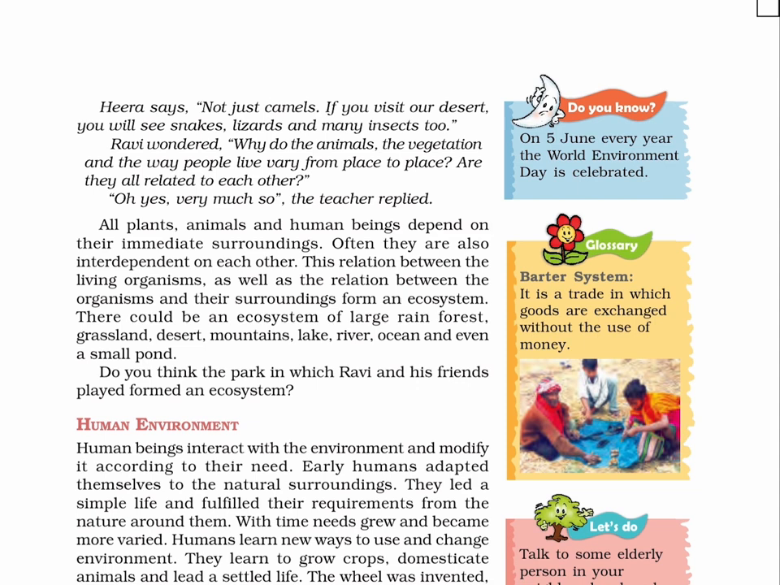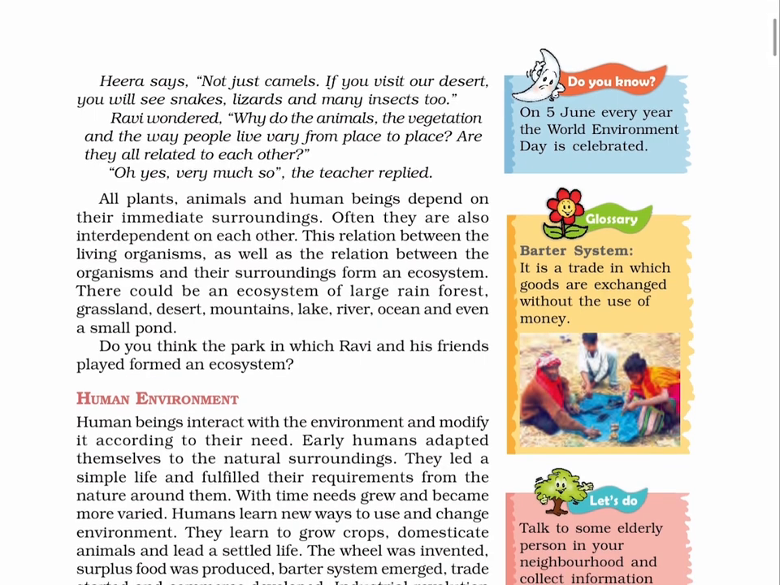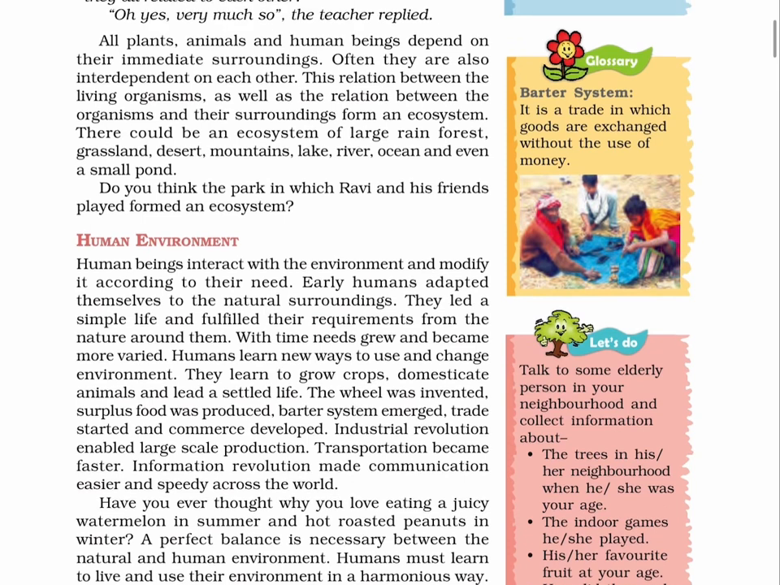To the right side of the page we have "Do you know?" On 5th June every year, the World Environment Day is celebrated. Below this we learn about some glossary. Barter system. It is a trade in which goods are exchanged without the use of money. We see some people doing this kind of an exchange in a picture below this.